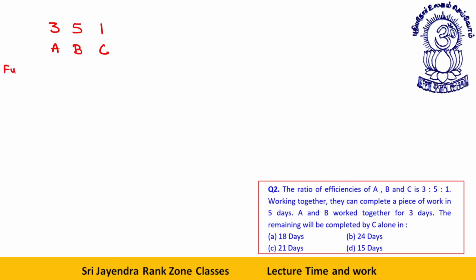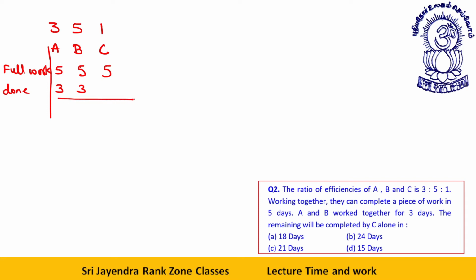Full work is, let's say, 5 days. A and B together for 3 days. How much portion is done? A and B did it for 3 days. The remaining work will be completed by C.